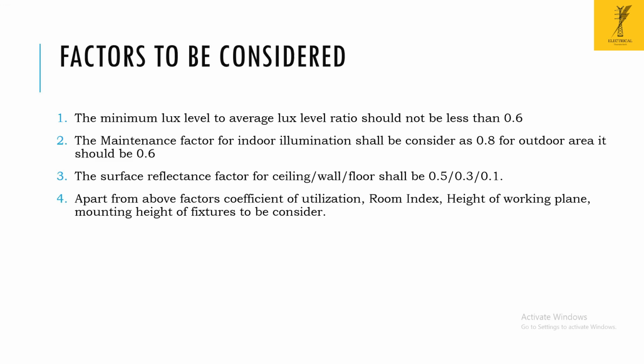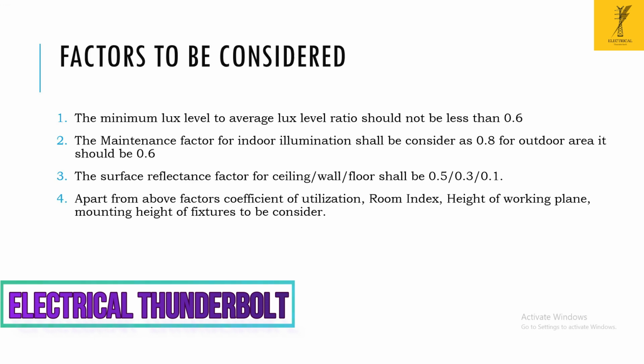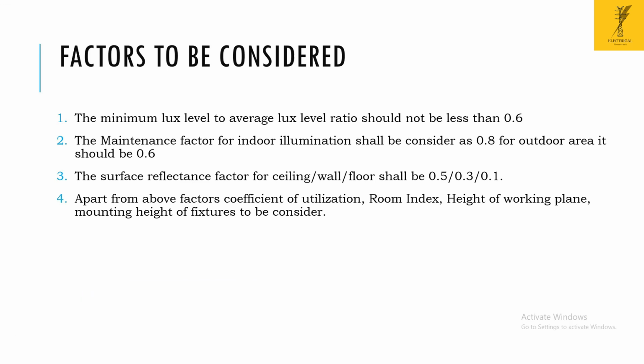What are the factors to be considered when sizing the illumination for a room, a corridor, a road, or any outside switchyard area? The first four are these. The ratio of minimum lux level to average lux level should not be less than 0.6. The maintenance factor for indoor illumination should be 0.8, and for outdoor projects like switchyards, the maintenance factor should be 0.6. The surface reflection factors are generally standard: 0.5 for the ceiling, 0.3 for the wall, and 0.1 for the floor.